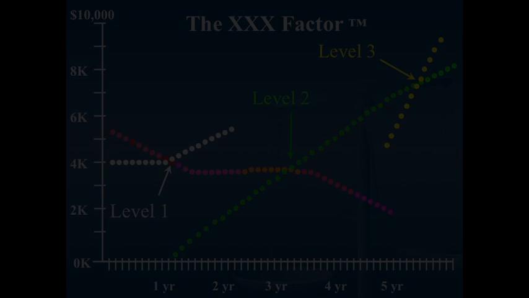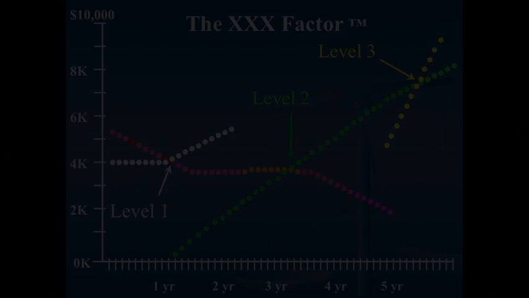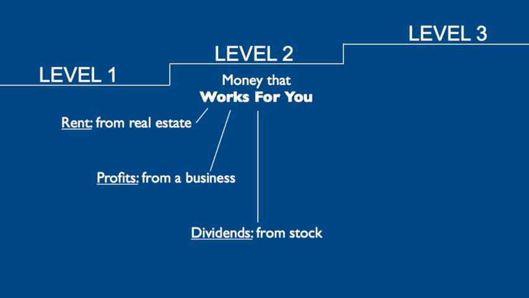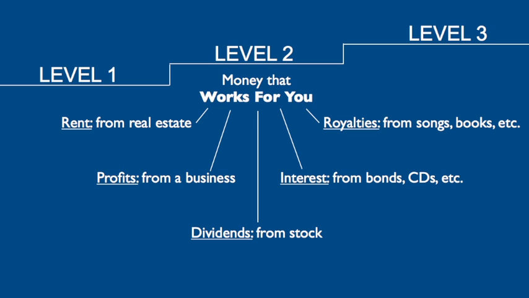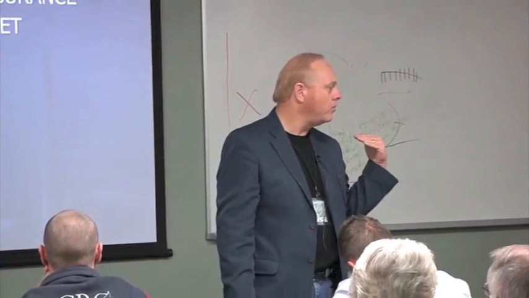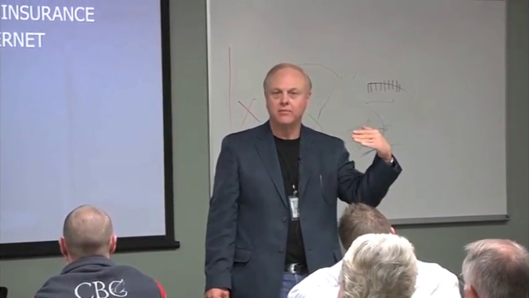So here's my first X, right? And then I've got my second X coming here, and this is my green line coming up. All of these things, rent, profits from a business, dividends from stocks, interest earnings, royalties, and then we can add commissions and earnings from the internet and income from multi-level marketing. Now, these are the primary ways that you develop level 2 income.